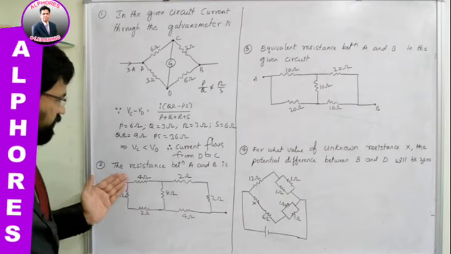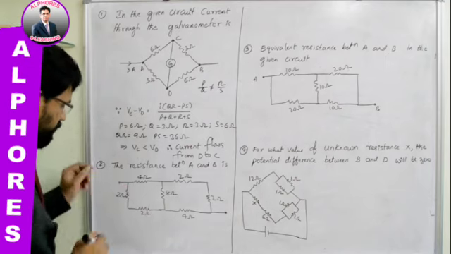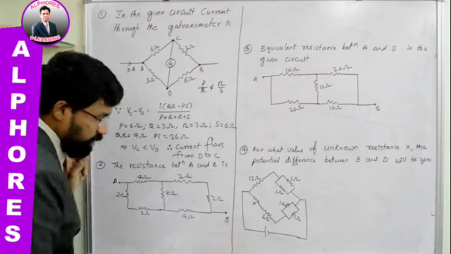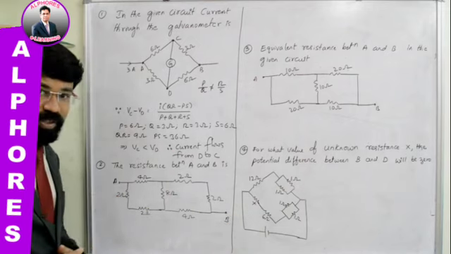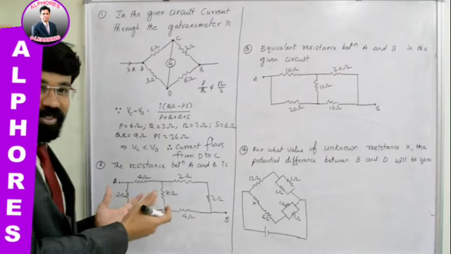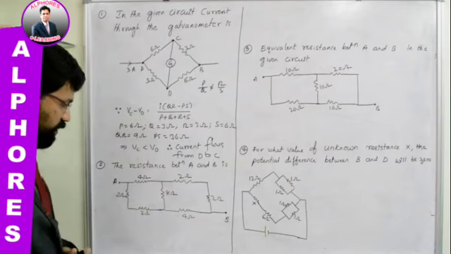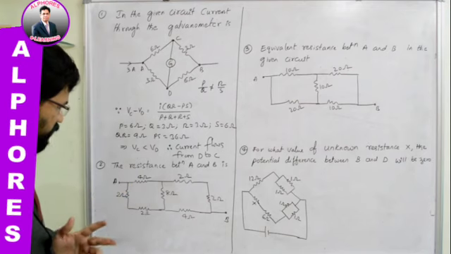See the next question. The resistance between A and B is, so between A and B, we have to find out the resistance. So before starting this, you need to check whether the bridge is balanced or not, or before that you have to identify whether this is Wheatstone's bridge or not. Yes, it is Wheatstone bridge only. You have to check whether the bridge is balanced or not.